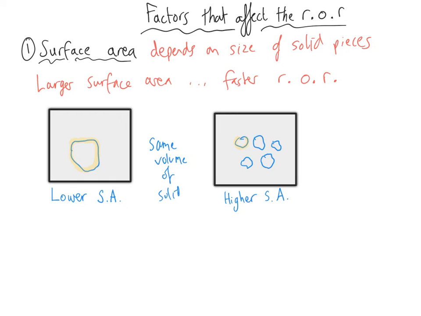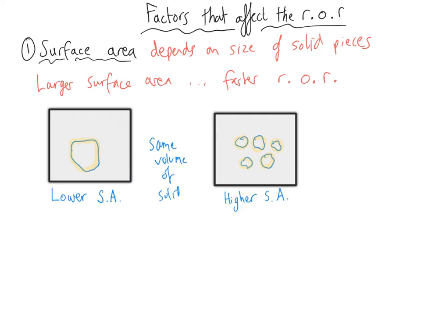On the right, if we trace the same pathway, you can see I'm using a lot more yellow ink on here to cover up all the surface of the particles on the right hand side. So smaller pieces of solid, if it's got the same volume, has a larger surface area.